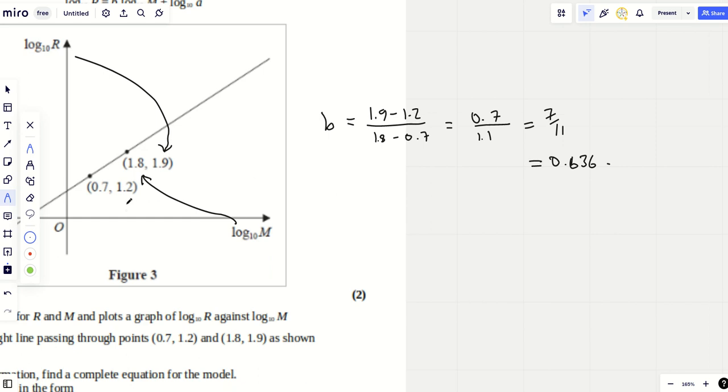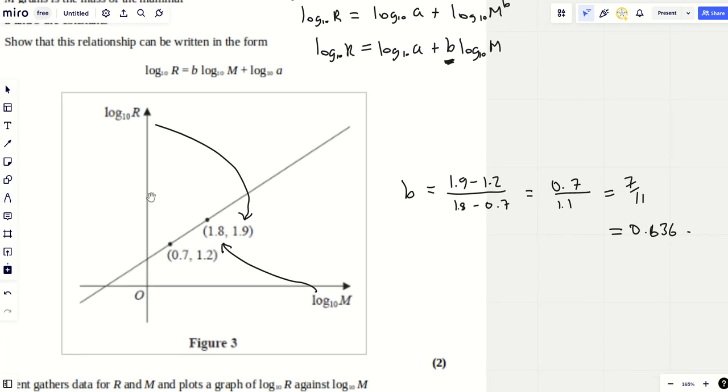Okay, for a, what I'm going to have to do is plug these in. So let's plug in log r is 1.9. Log base 10 of a is what I want. b is 0.636. Let me just put the dots up there so I don't make a mistake. And then log m is going to be 1.8 when log r is 1.9. We're just plugging a point in to find what a equals here. And then what do I get for log a? I'm just going to work this out.